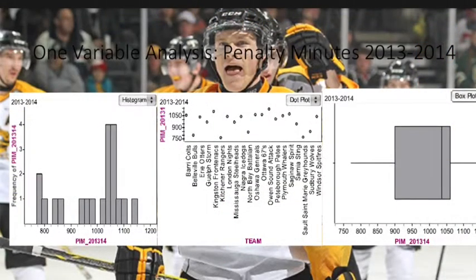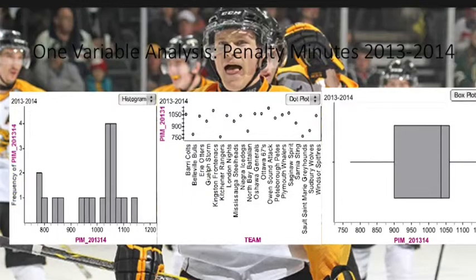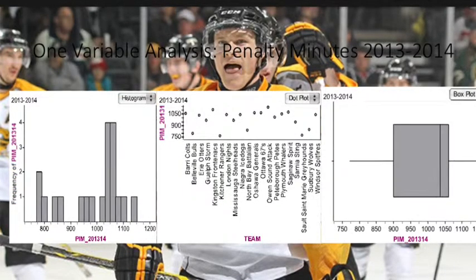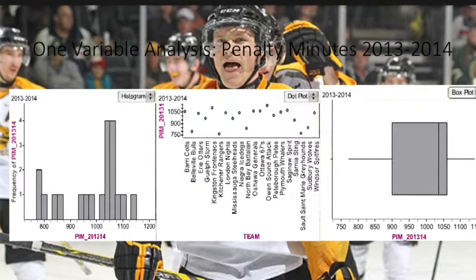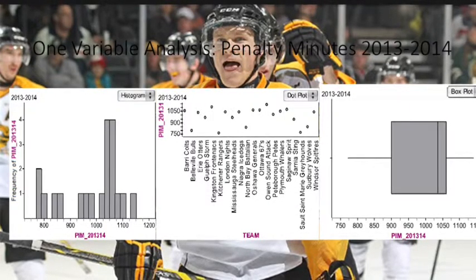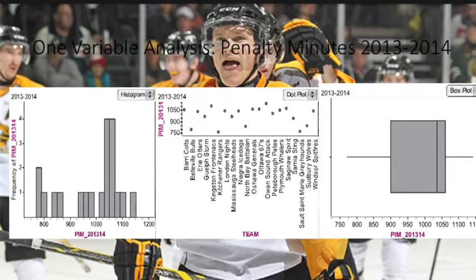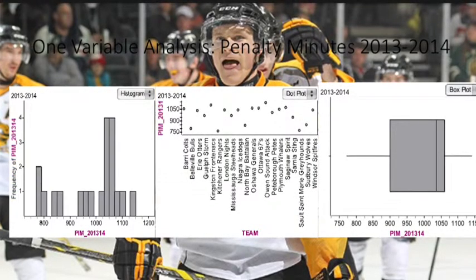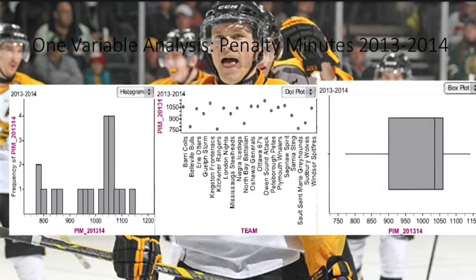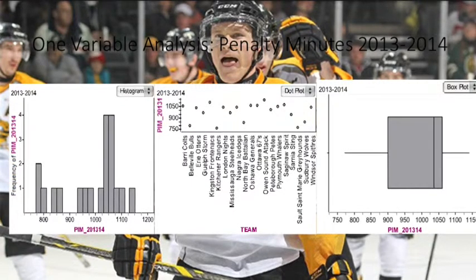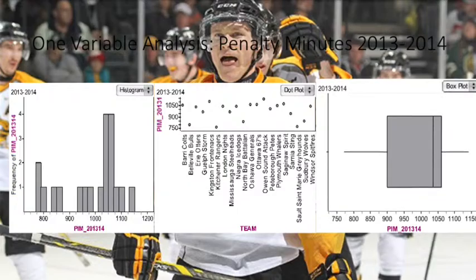Looking at the penalty minutes in both years, it's pretty consistent. You have a few outliers coming from very disciplined teams and very reckless teams, but for the most part, you can clearly see that all the teams have a similar amount of penalty minutes. The mean, median, and mode for penalty minutes in the 2013-2014 year is mean 916, the median is 919, and the mode is 940.